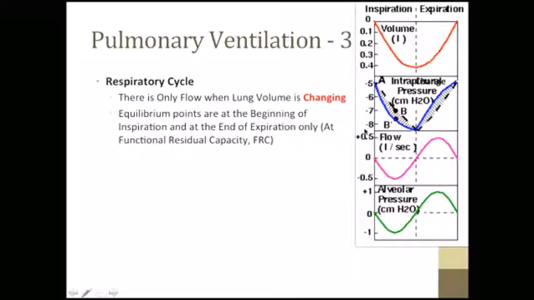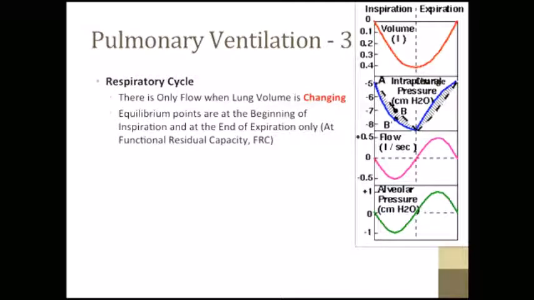And there is only flow when lung volume is changing. So once it has changed, there is no flow. And apparently, Fashad told us last year that he's quite particular about his grammar. So if you see an exam question asking you whether there's flow when lung volume has changed, the answer is no. But if it's changing, there is flow. So yeah, just to get into the nitty-gritty grammar details.